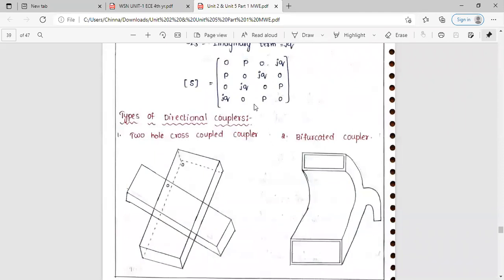Any doubts? Today we discussed the magic tee cases based on the S parameters, and also the applications of the magic tee. We have 3 applications: duplexer, mixer, and measurement of impedance. We also discussed the directional coupler, another important device for measurement of power in the waveguide, and its basic parameters: isolation, coupling, and directivity. And also we discussed the S parameters of the directional coupler. Any doubts?